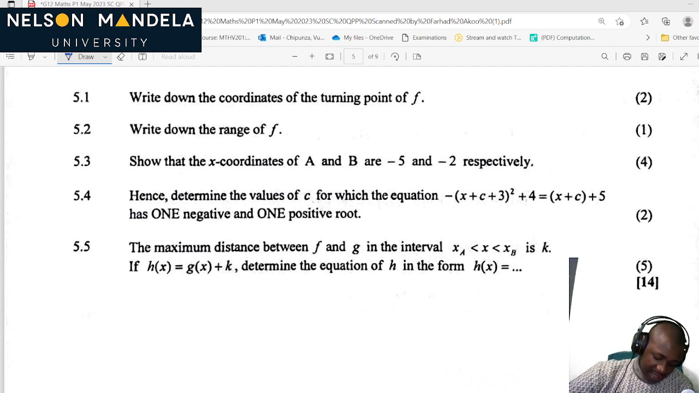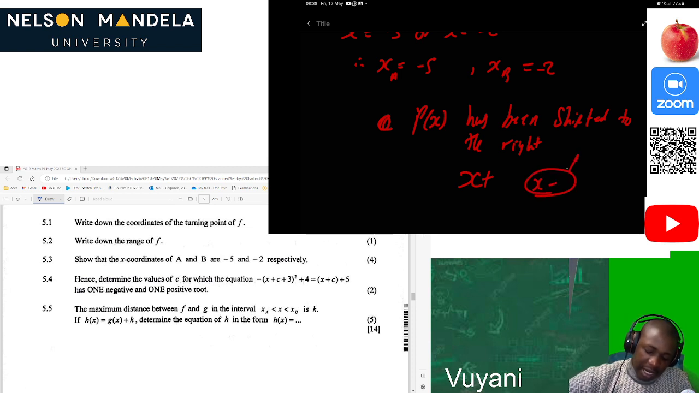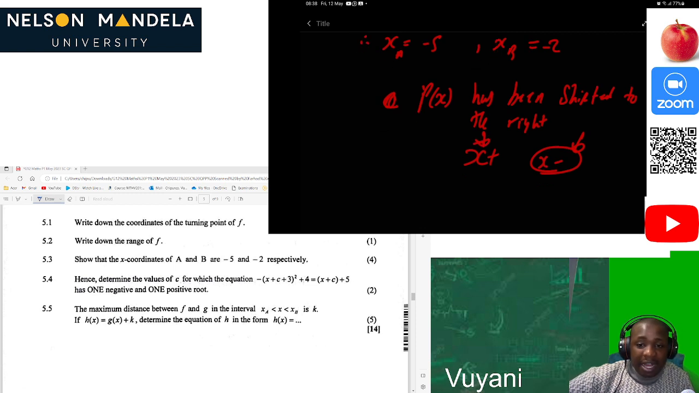We have seen that this graph has been shifted to the right. Okay, f of x has been shifted to the right, because we know that the moment it's x plus something, the function has been shifted. When it's positive, it has been shifted to the left, and when it's negative, it has been shifted to the right. So how can we counteract that part? How can we solve that part?